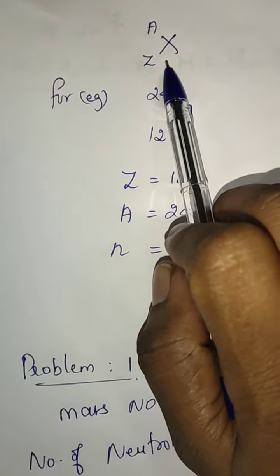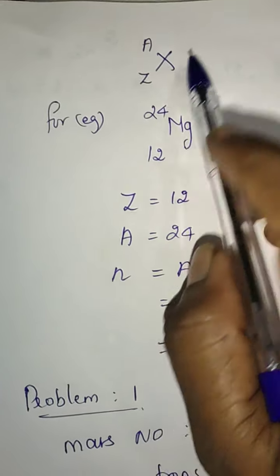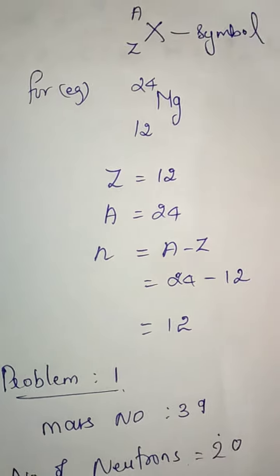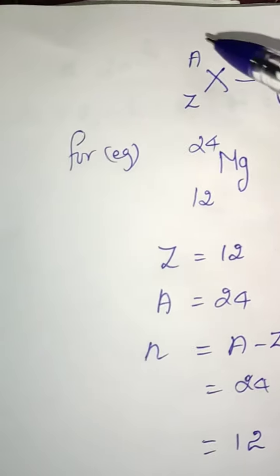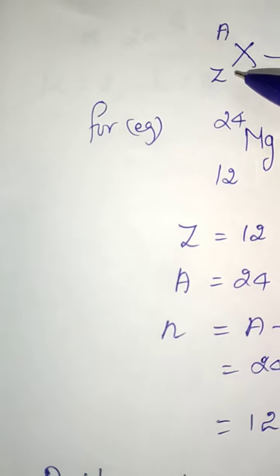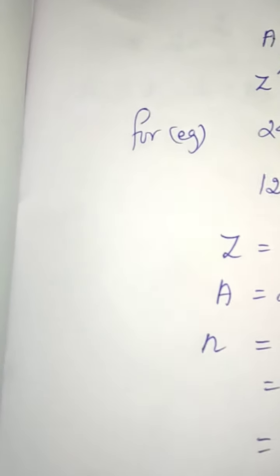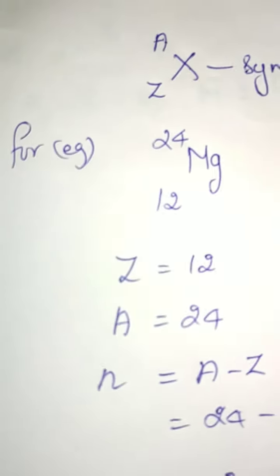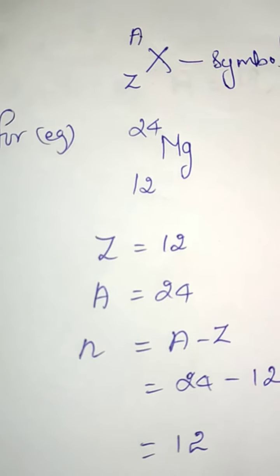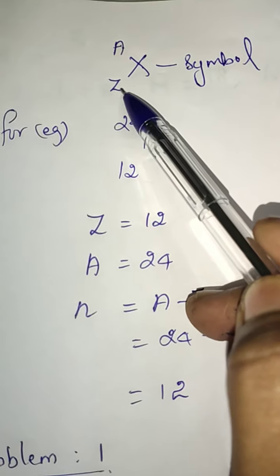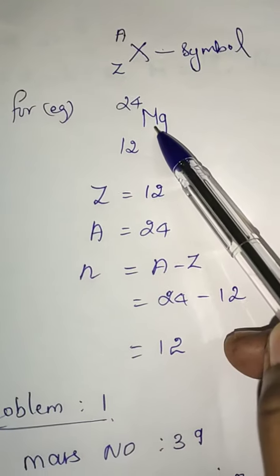Students, see how we can write the mass number and atomic number. For example, take X as the symbol. The symbol of the element should be written at the center. The mass number is written at the top and the atomic number at the bottom, like this. A and Z. See, X is the symbol. Like this you should represent the atomic number and mass number. A stands for which number? Mass number. Z stands for atomic number.